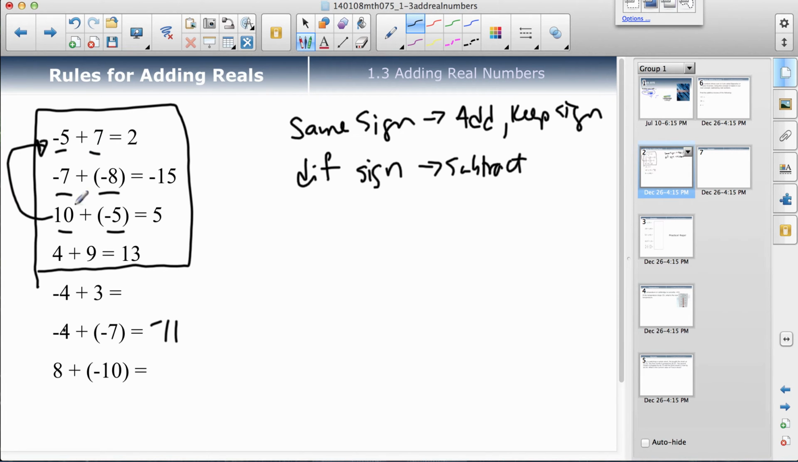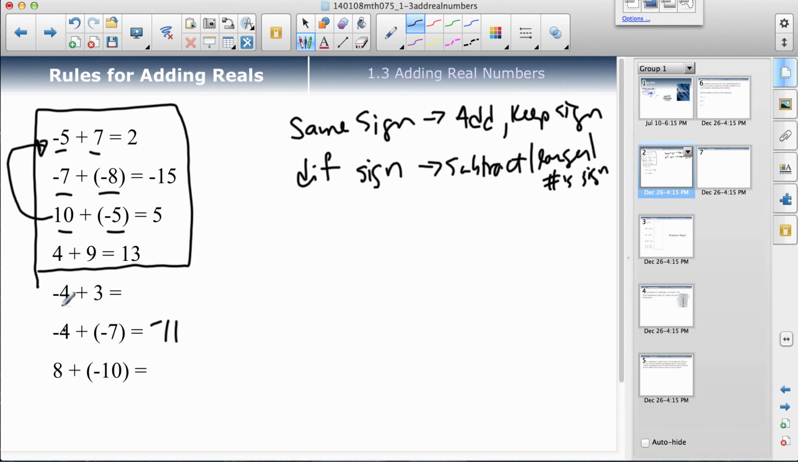Let's see if that holds true with this one. Different signs, so I subtract. 10 take away 5 is 5. And then it looks like I kept this positive sign. So the larger number here, in terms of absolute value, the one furthest from 0, that would be the sign that you would take. So if they're different signs, subtract and take the larger number's sign. I guess really it's the absolute value of the larger number. Whichever one's biggest, furthest from 0, you use its sign.